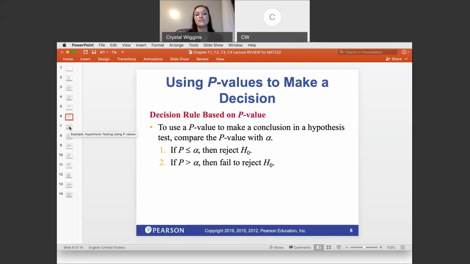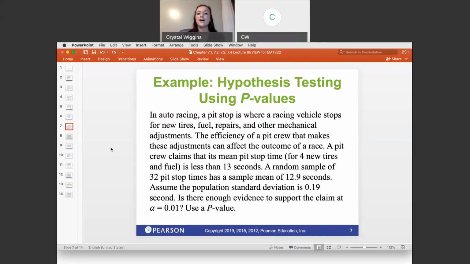Let's try some examples, and we are going to be doing these in our Guru, not out by hand. So in auto racing, a pit stop is where a racing vehicle stops for new tires, fuel, repairs, and other mechanical adjustments. The efficiency of the pit crew that makes these adjustments can affect the outcome of the race. If your pit crew is too slow, then that takes more time out of your ability to get back on the track. A pit crew claims that its mean pit stop time for changing 4 new tires and fueling up is less than 13 seconds.